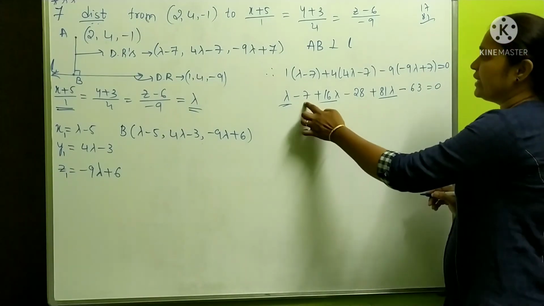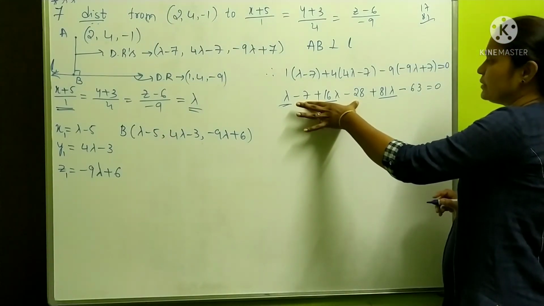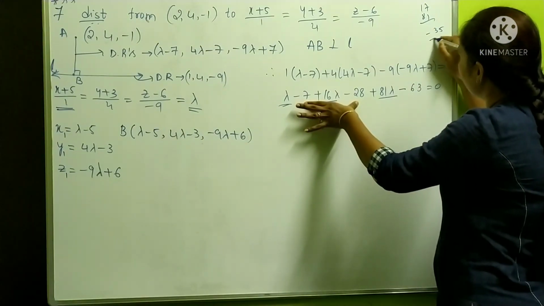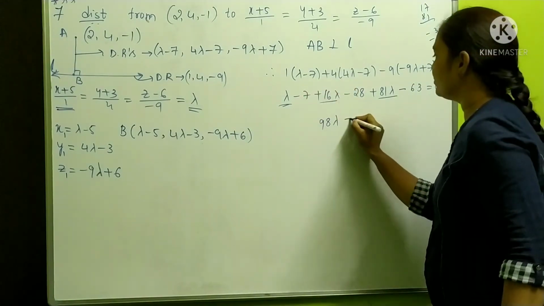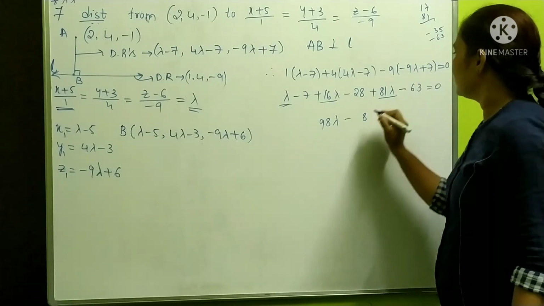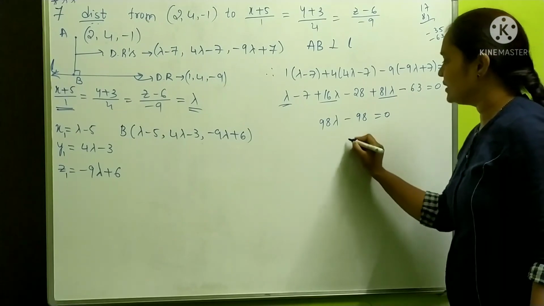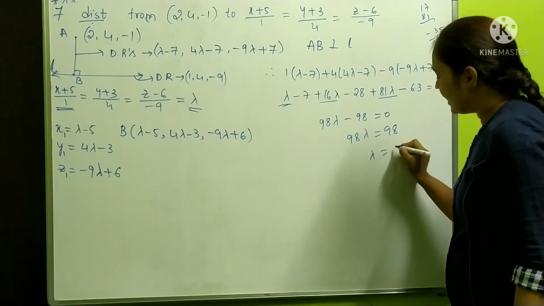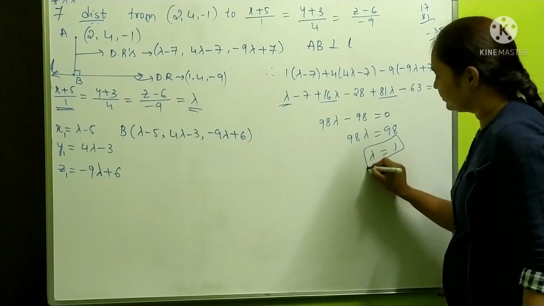Now you see, minus 7 minus 28 is minus 35. Correct? So minus 35 minus 63, so it is minus 98 is equal to 0. 98 lambda is equal to 98. Lambda is equal to 1.